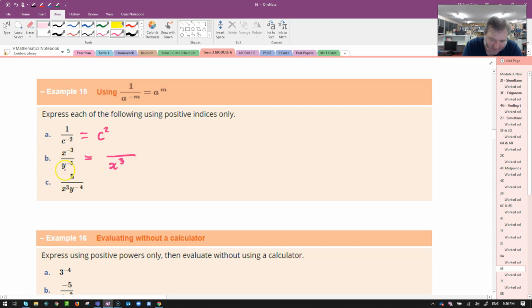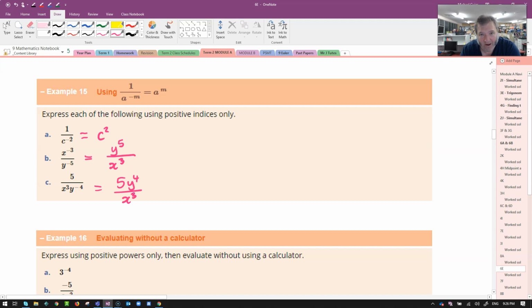The y has a negative power, but it's in the denominator. It's got to move to the numerator. So each bit can just move up and down separately, because when we've got multiplication there, we're allowed to do it in whichever order we want, so that's okay. Part C here, the 5 doesn't need to move, the x cubed doesn't need to move, the y to the negative 4 needs to move. It's in the denominator, so I move it to the numerator and make the power positive. And that's all there is to it.